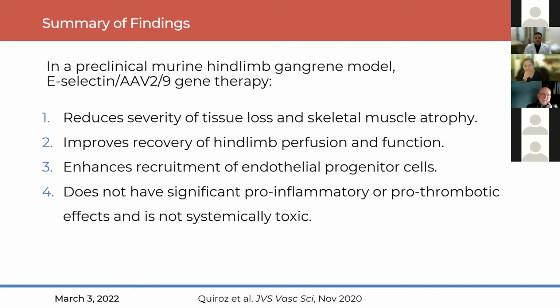So in summary, in this preclinical mouse model of hindlimb gangrene, we've shown that E-selectin AAV29 gene therapy can reduce the severity of tissue loss and skeletal muscle atrophy. It thereby improves recovery of hindlimb perfusion and function. And we believe this is working primarily through enhanced recruitment of endothelial progenitor cells. And just with some preliminary data, it does not appear to have any significant pro-inflammatory or pro-thrombotic effects or systemic toxicity.